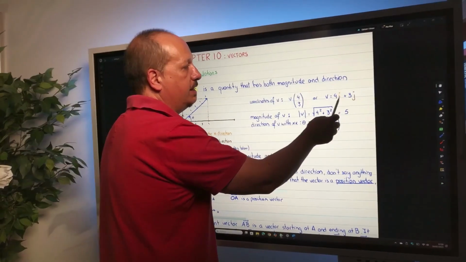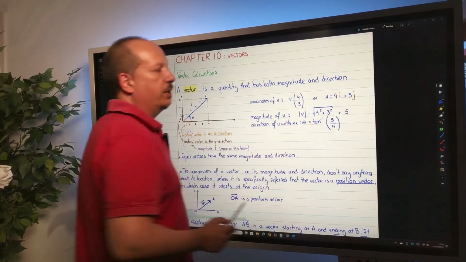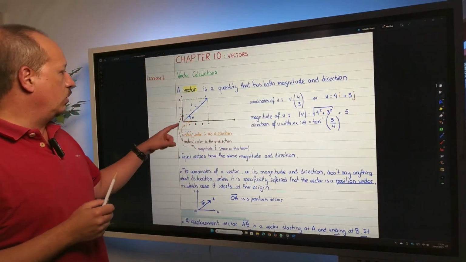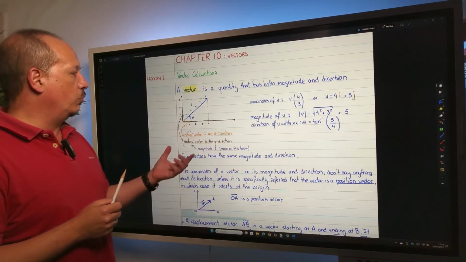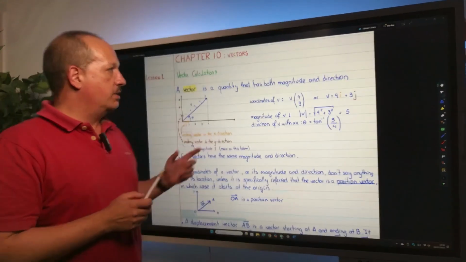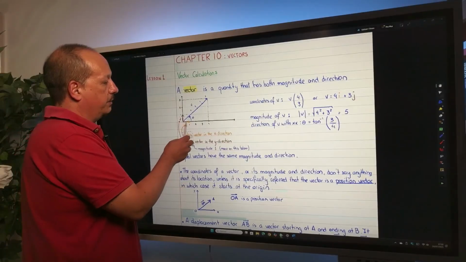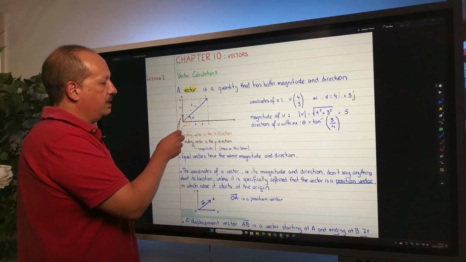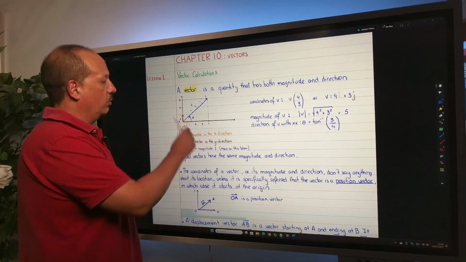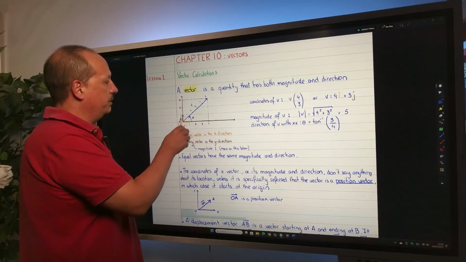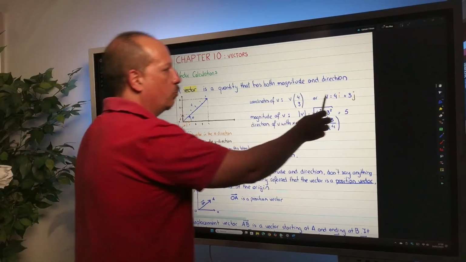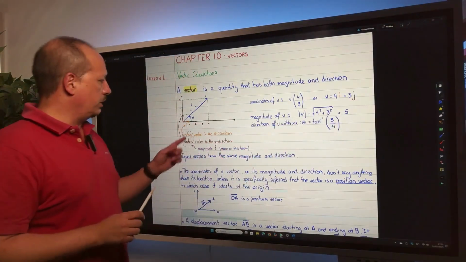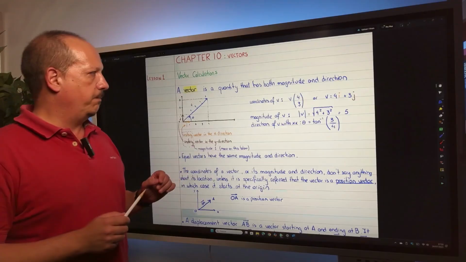Now, what is this i and what is this j? The i is called a unitary vector, a vector with dimension 1. So this means that you have 4 of these as the x coordinate, and you have 3 of the unitary vector in the y direction, in the y-axis. This is what it means. More on what a unitary vector is later on.